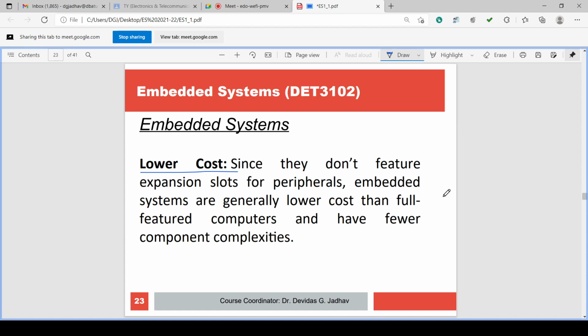So what about the embedded system? Embedded system throughout the life functions for a single cause. ATM will function for only giving notes. Ticket vending machine for its lifetime will give only tickets. Vending machine will not give notes. ATM machine will not give tickets. So they are for only single purpose. Embedded systems are for only single purpose. So their cost is less, lower cost.